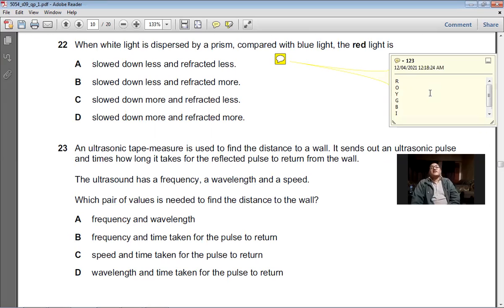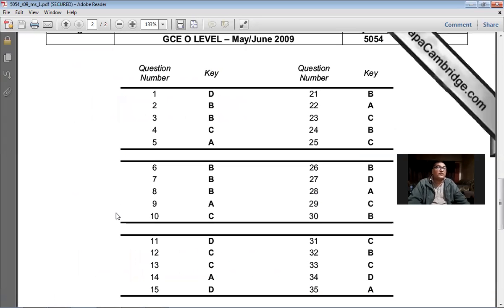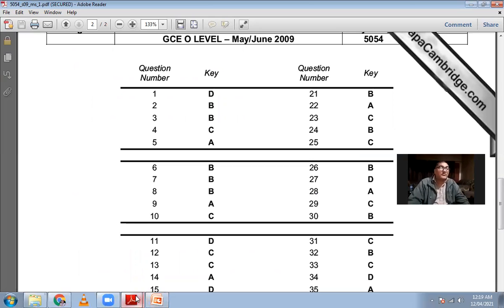So red is above the blue, so it means the red slows down less and it's refracted less. The blue will be below the red color. So compared with the blue light, the red light slows down less and is refracted less. So I think A is the choice. Question number 22, let's check. Question number 22, A is the right option, sir.